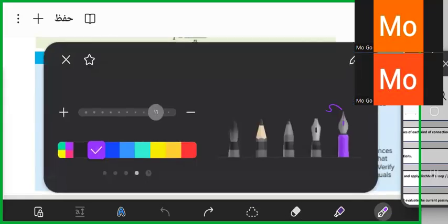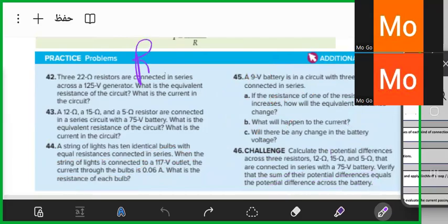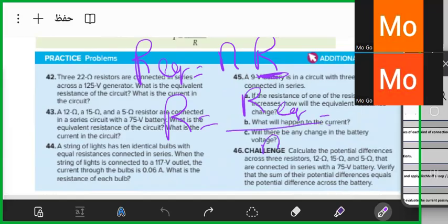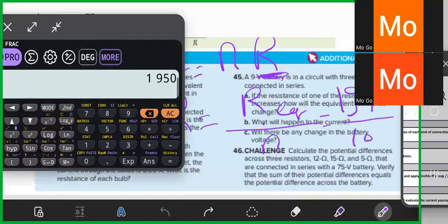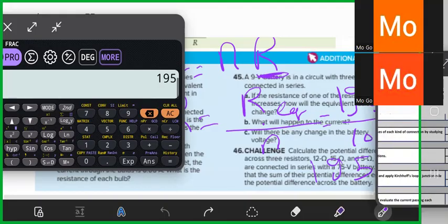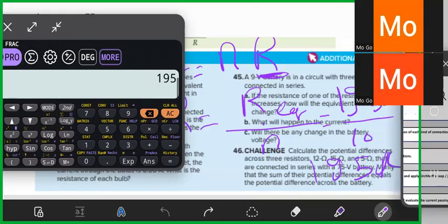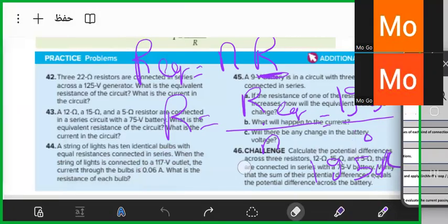Another thing, he needed each resistance. What should I do? We said R equivalent equals N times R. I need R only, so R equals R equivalent over N. How much is N? It was 10. R equivalent was 1950 over 10, which is 195 ohm.